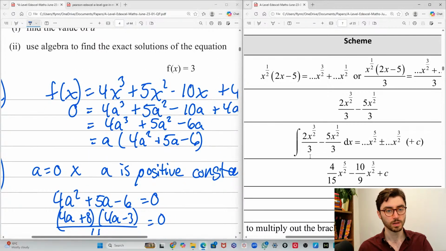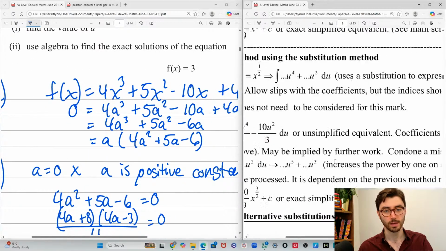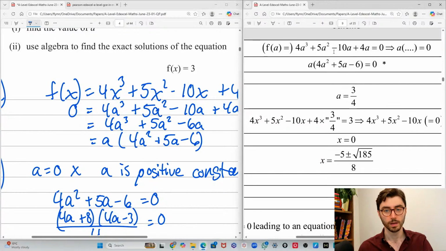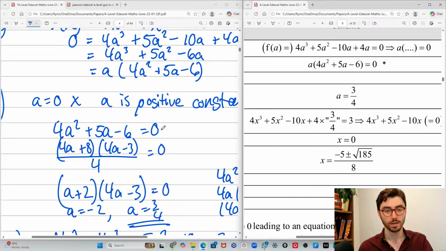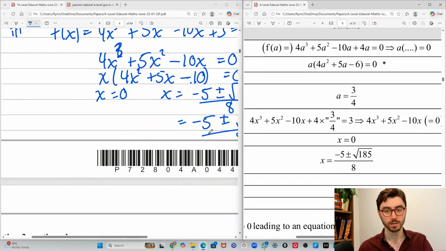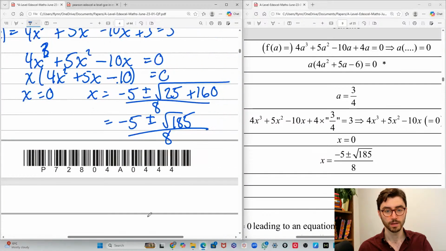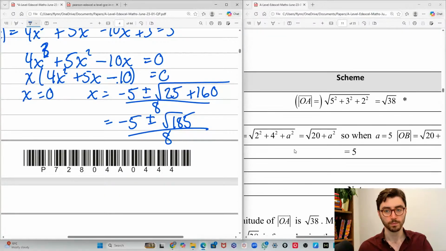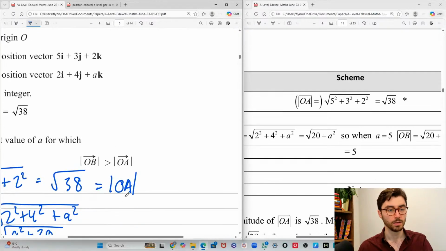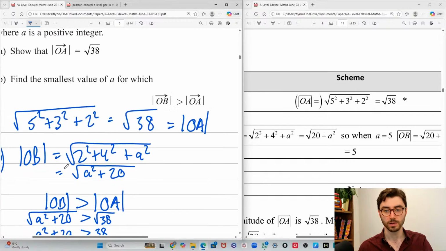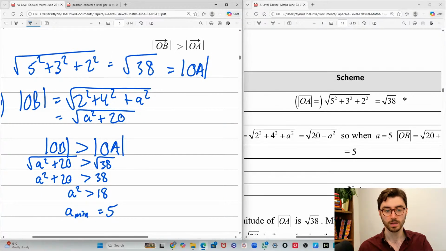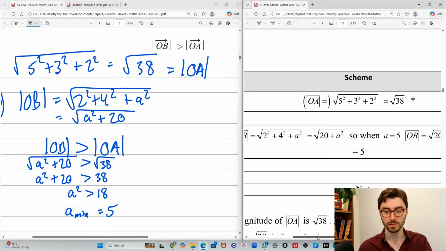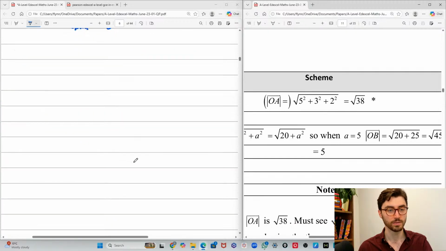Question 2. I did show that. Great. Then you get A is 3/4 and X is plus or minus, yep, that's good. Root of 5 squared, 3 squared, 2 squared is root 38. So this thing is root of, yep, so you get that. So when A equals 5, it's 45, so it's 5. Great.